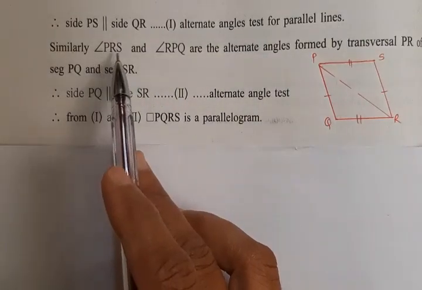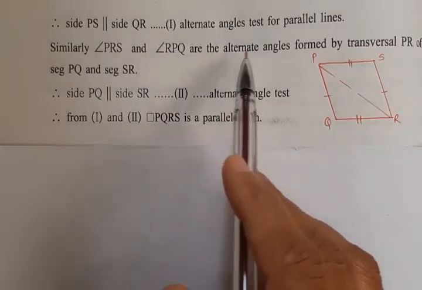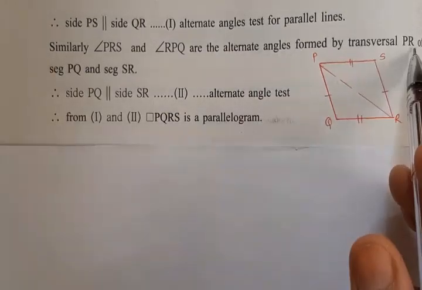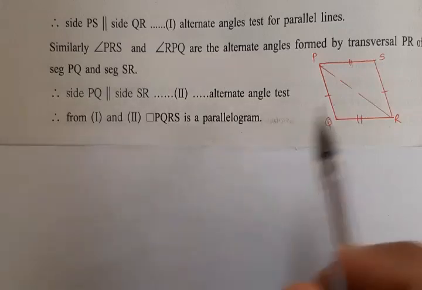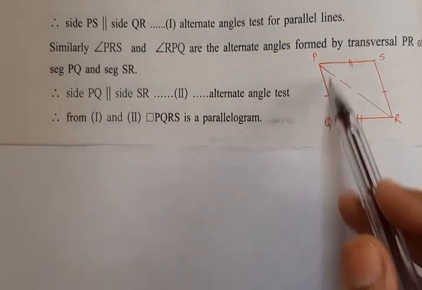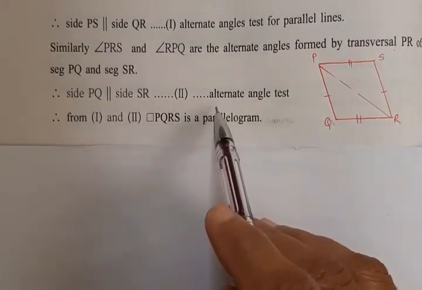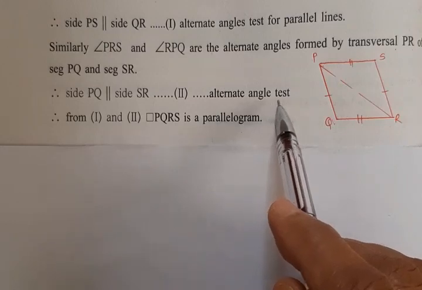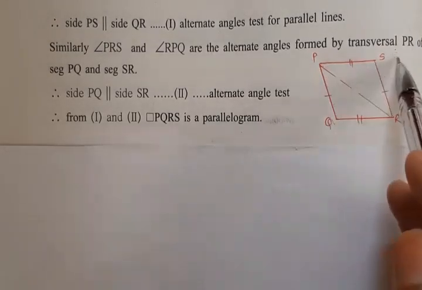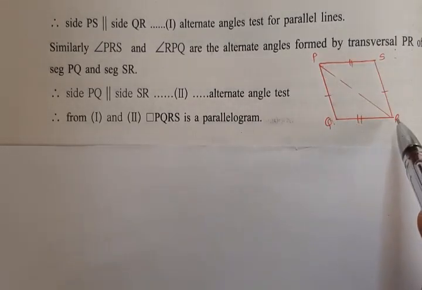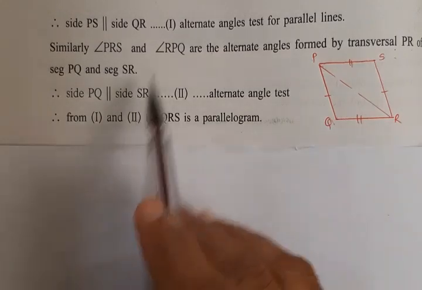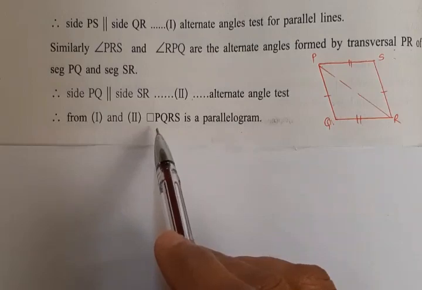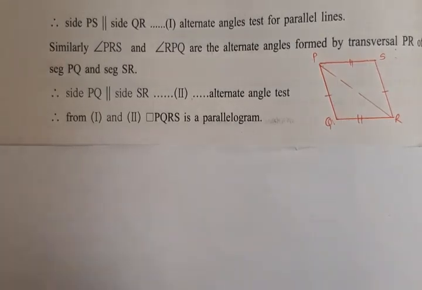Similarly, angle PRS and angle RPQ are also alternate angles. Those are formed by the transversal PR of segments PQ and SR. So here we can mention that PQ is parallel to SR, again due to the alternate angle test. And if pairs of opposite sides are parallel to each other, then we can say that the given quadrilateral is a parallelogram. So from 1 and 2, quadrilateral PQRS is a parallelogram.